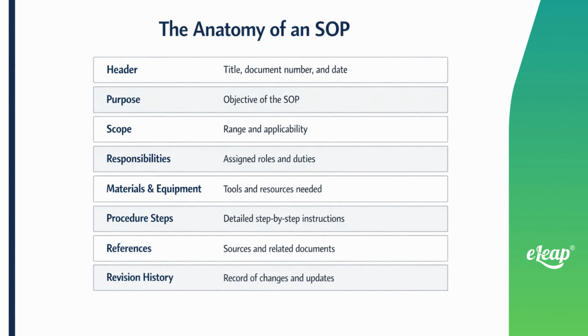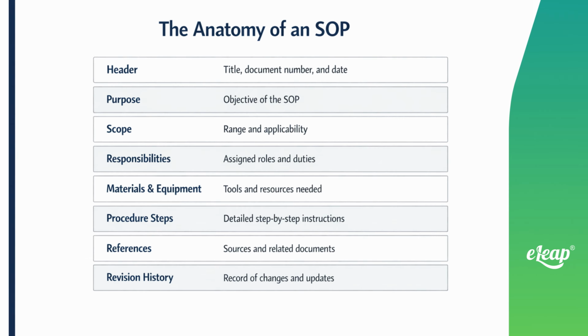Before writing a single word, know the structure. Every SOP, regardless of industry, company size, or process complexity, contains the same 8 sections: a header with document metadata, a purpose statement, a scope definition, a responsibility section, materials and equipment, the procedure steps themselves, references, and a revision history. We will build each one in sequence.